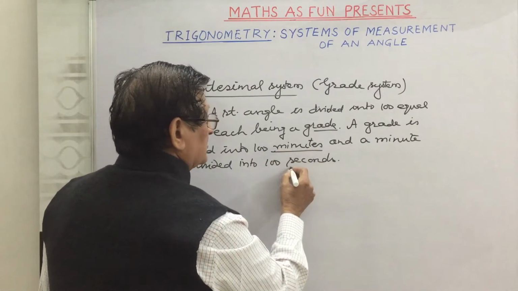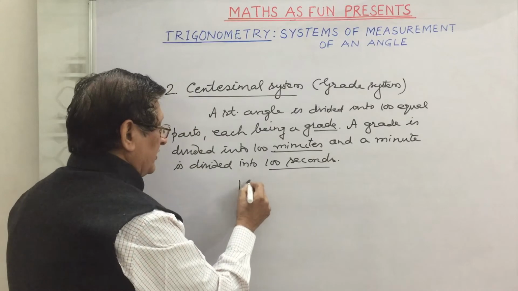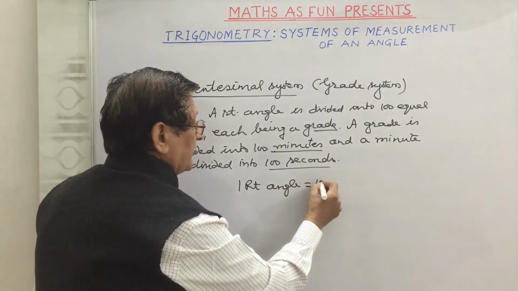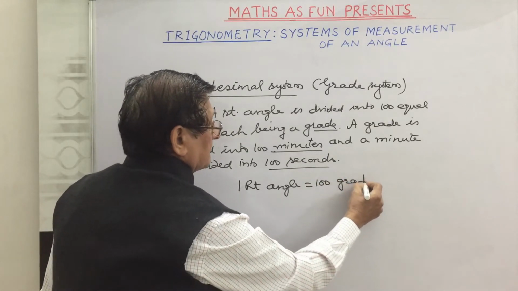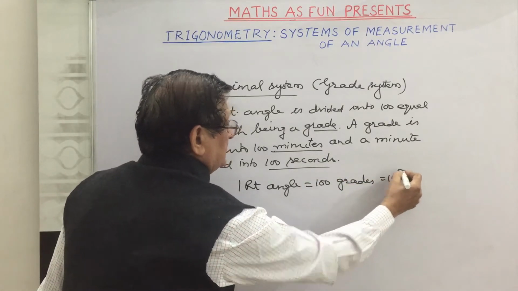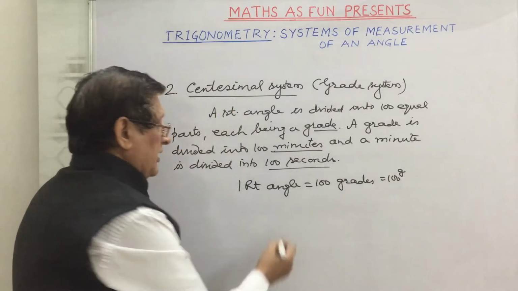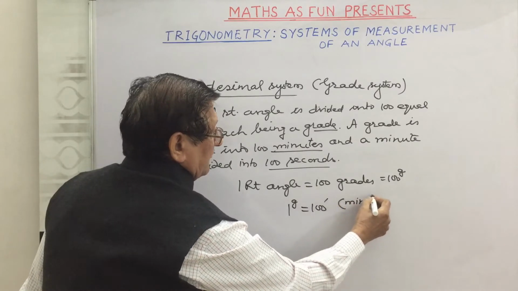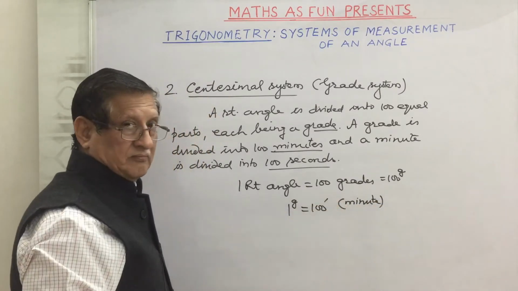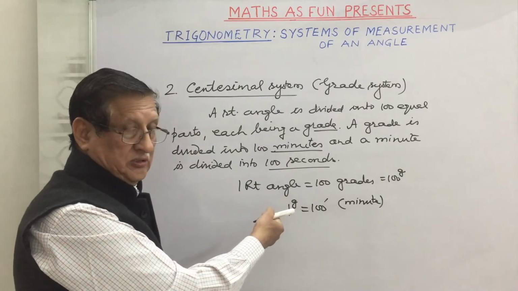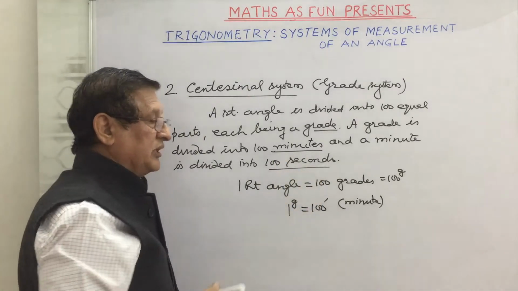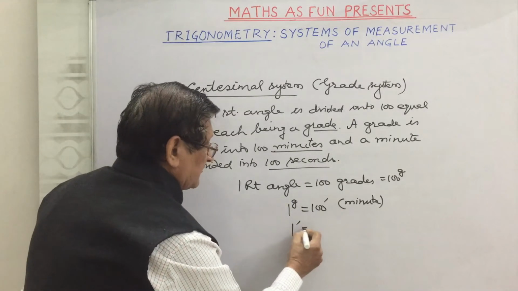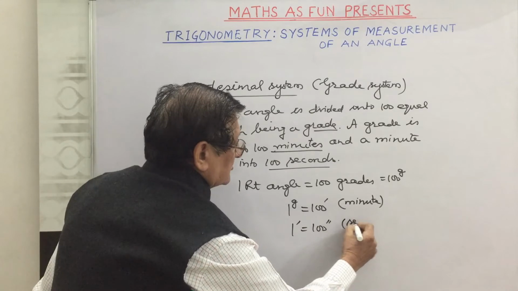And here in short we can write this like this, that one right angle is equal to 100 grades. We can write this as 100 G for grades. A grade is further divided into 100 minutes. The symbol for minute is same dash, but there is a difference between the minute of degree and minute of the grade system. And 1 minute is further divided into 100 seconds.